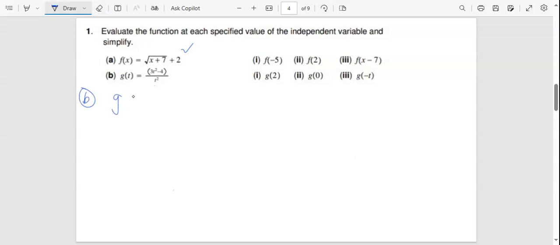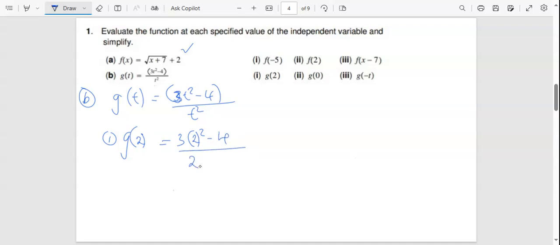Now we have been given g of t as the function: 3t squared minus 4, all over t squared. Starting with number 1 there, they are asking for g of 2. So wherever there's t, we put 2. So that will be 3 times 2 squared minus 4, over 2 squared. So that will be 3 times 9 minus 4 over 4 down there.